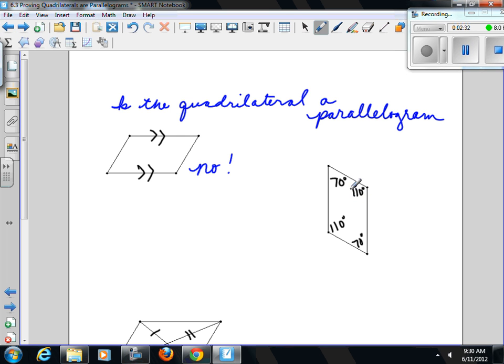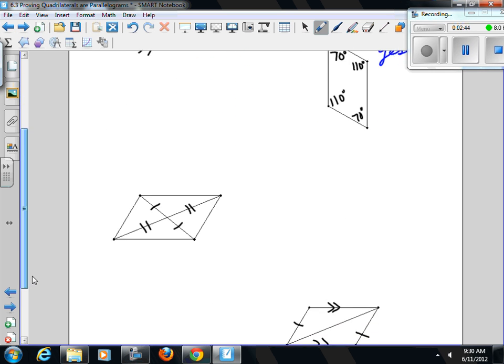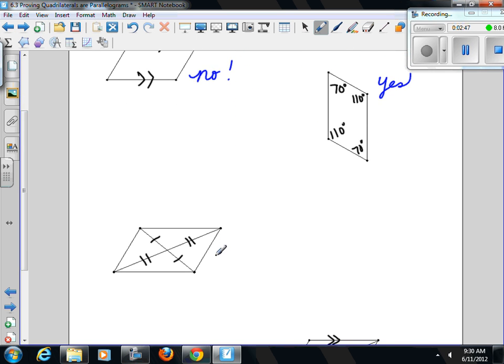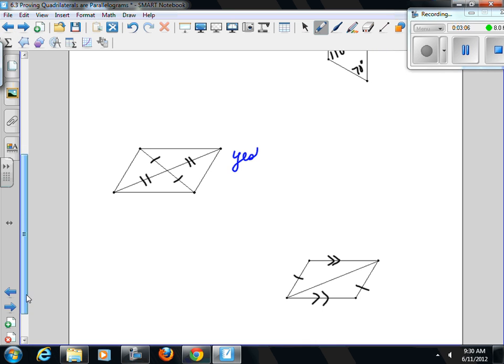We could also use the idea that both pairs of opposite angles are congruent. So here are two different ways that we've looked at to say, yes, this is a parallelogram. Next picture. Is this figure a parallelogram? Well, if the diagonals bisect each other, it is. And that's clearly the case by the markings on the diagonals of this quadrilateral. So yes, because the diagonals bisect each other, it is a parallelogram.